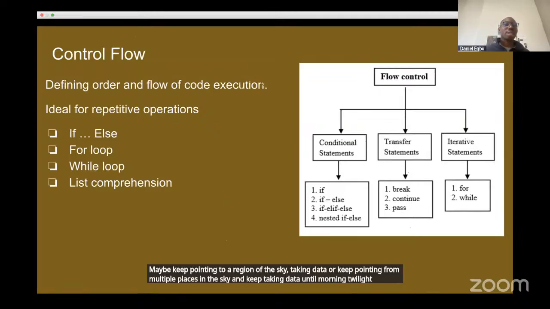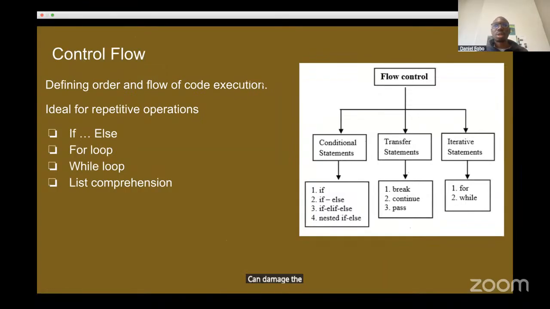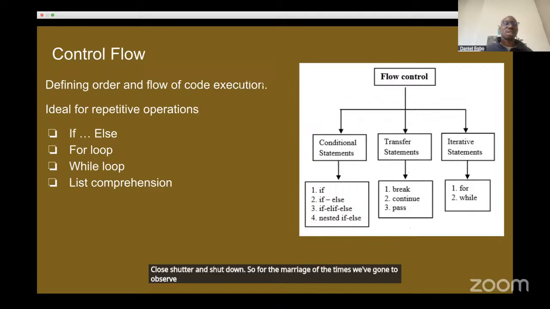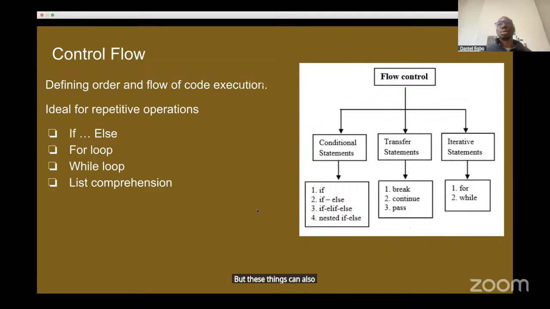So morning twilight tells you that the sunlight is already coming, and you know that sunlight is not good for the telescope, it can damage the telescope. Close mirror, close shutter, and shut down. So for the majority of the times we've gone to observe and use the telescope, these are some of the things that we do. But these things can also be implemented in a code, especially for robotic telescopes. That is what it does.